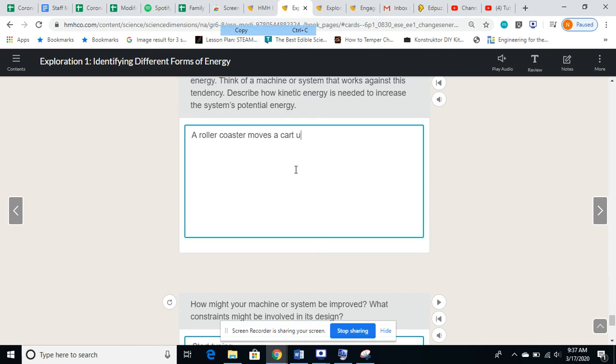It moves a cart upward. It does this by carrying the cart up on a conveyor belt powered by a motor.